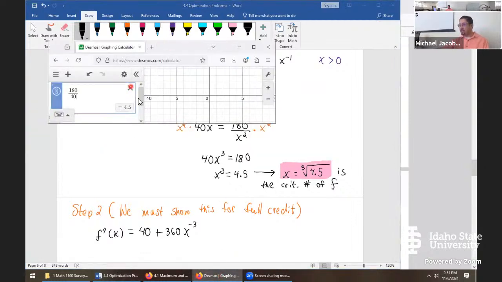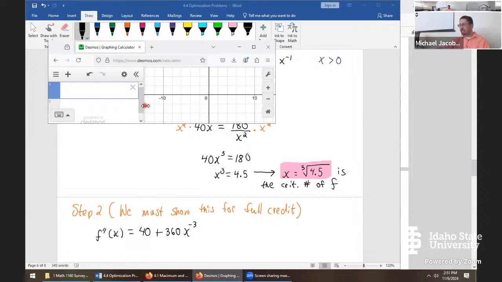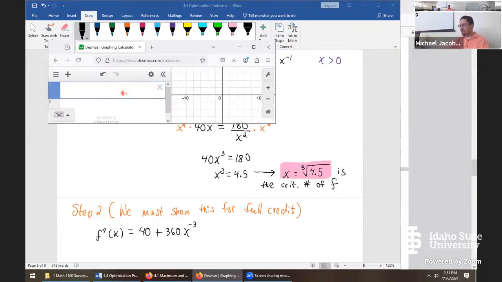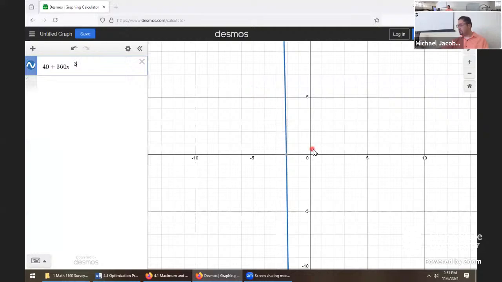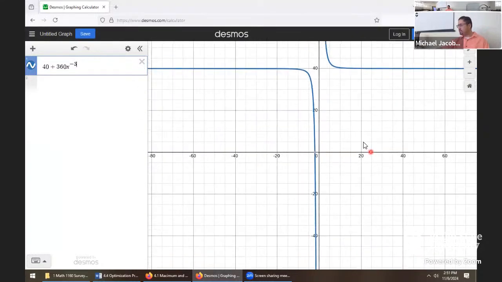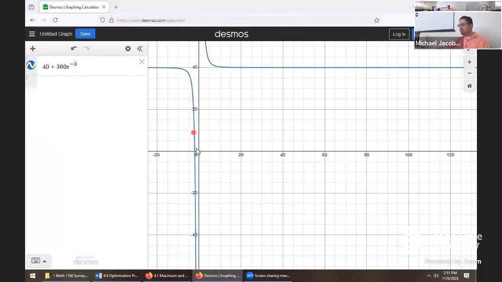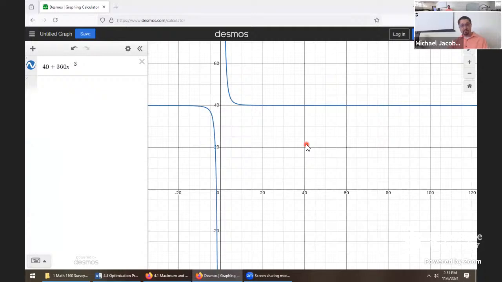That function's kind of suspicious, however. Let's take a quick look at it in the graphing calculator. 40 plus 360 x to the power -3. So this function is sometimes negative down here, sometimes positive way up here. Actually, this is really bad for us if we're using the second derivative test.